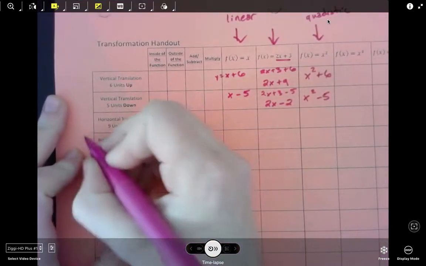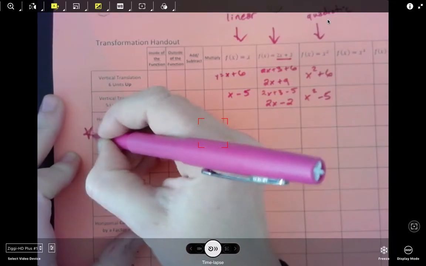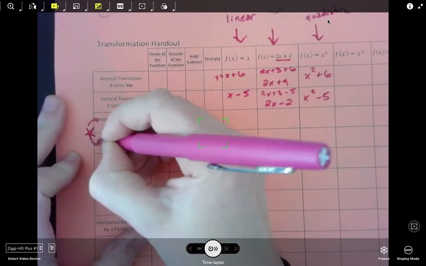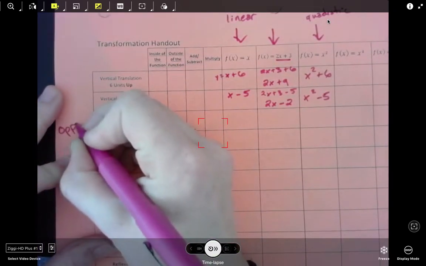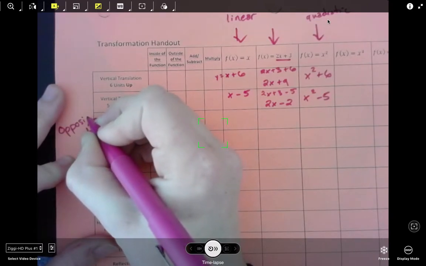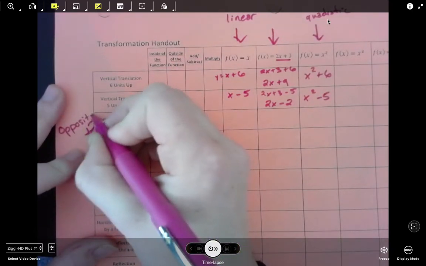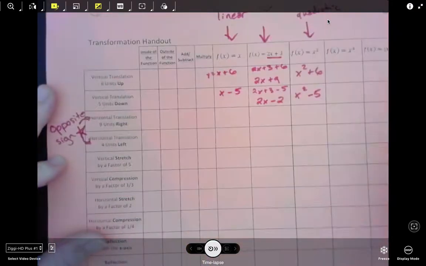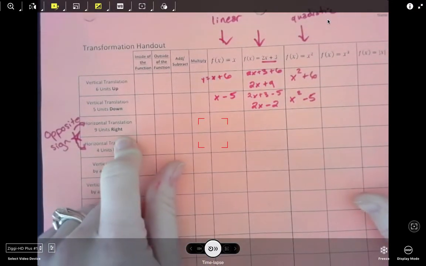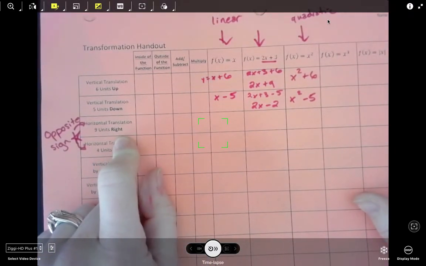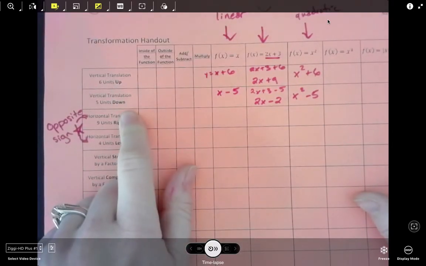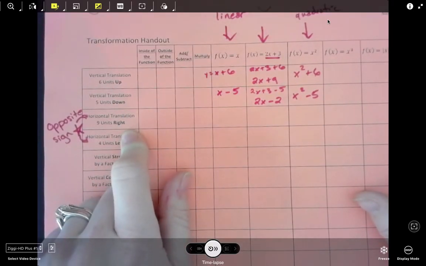Okay, I always have you put a little star over here. I have my algebra kids put a little star that goes for both of these because you use the opposite sign. I can't spell opposite. O-P-P-O-S-I-T-E. So basically, when you're going to the right, you think positive, but it's actually negative. Okay? Up is positive, down is negative, but right is actually negative.